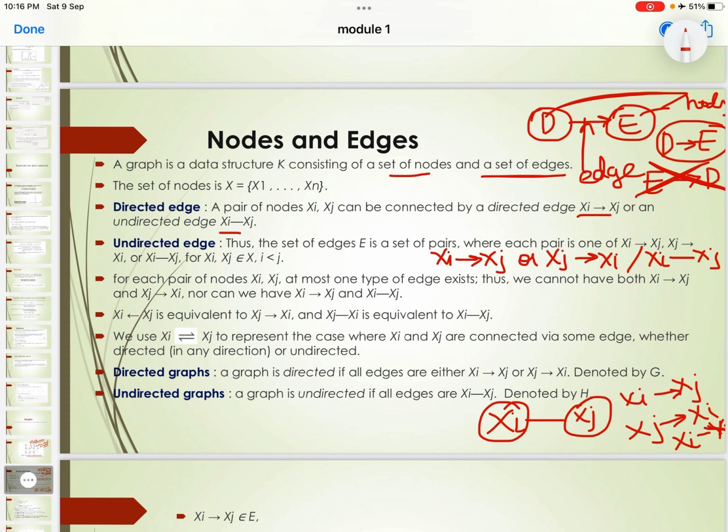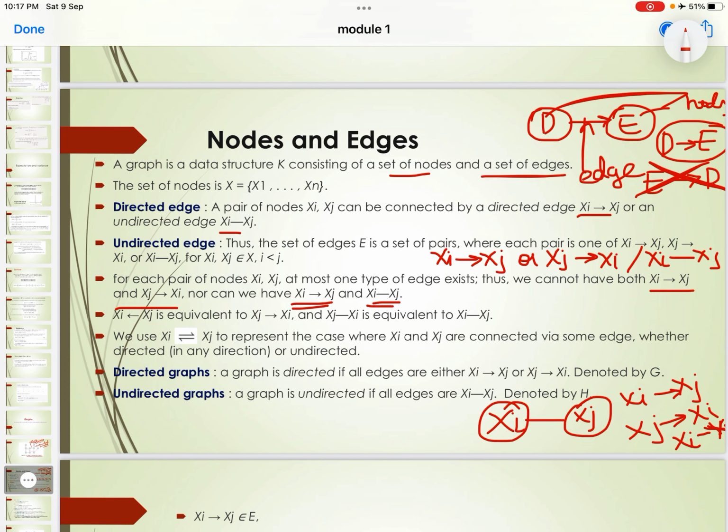For each pair of nodes Xi, Xj, at most one type of edge exists. Thus, we cannot have both Xi to Xj and Xj to Xi, nor can we have Xi to Xj and Xi undirected to Xj. You cannot have a directed edge like this, because in a directed edge from one point only it can move to another point. So from D only it can move to E, from Xi only it can move to Xj. Vice versa is never true. And if it is a directed edge, then it cannot be undirected, of course.